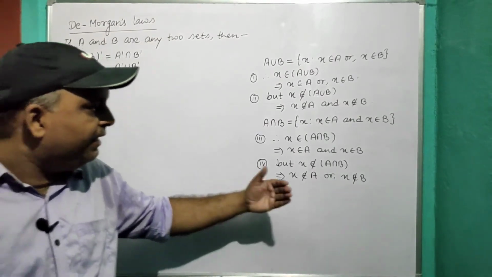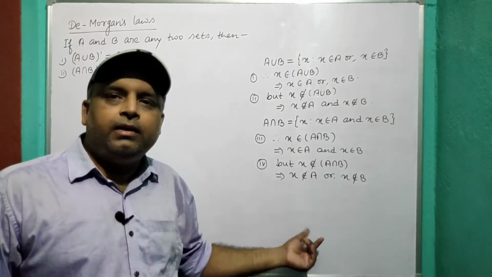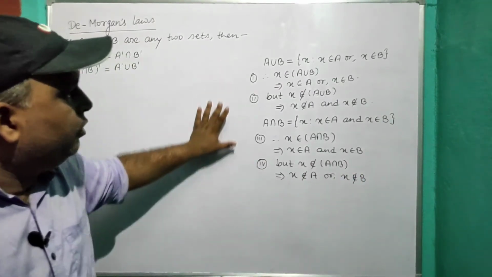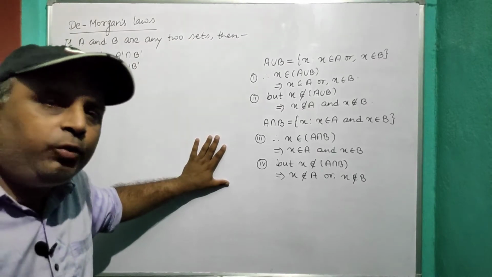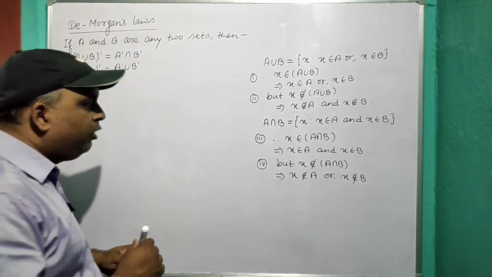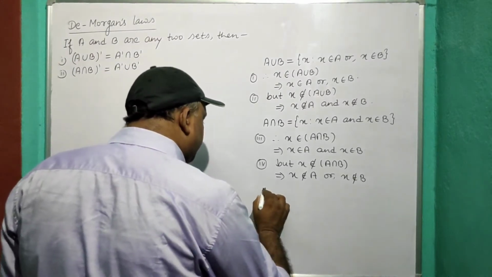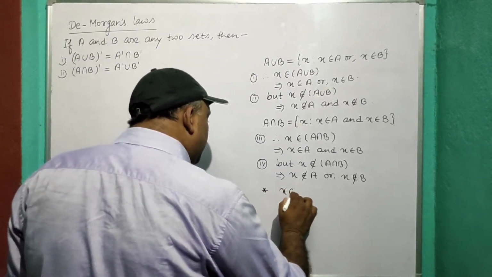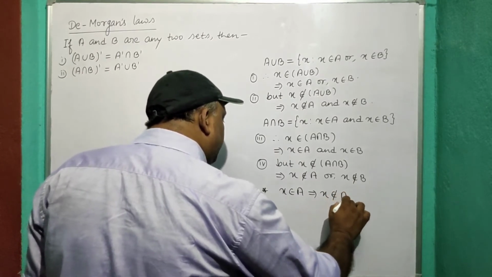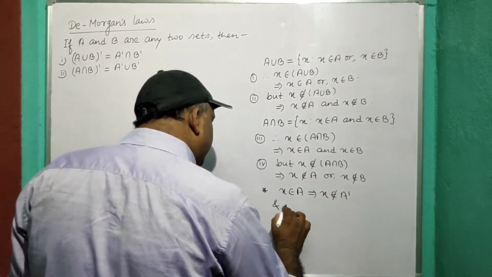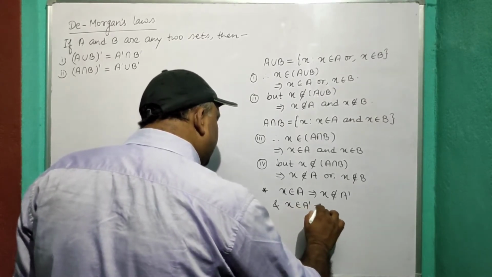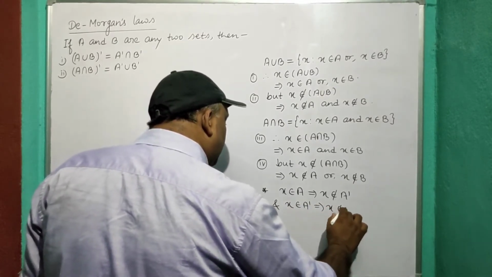मतलब अगर इंटरसेक्शन में कोई एलिमेंट नहीं है, इसका मतलब या तो A में नहीं है या B में नहीं है. So this logic is important and we are going to use this logic while proving this one. One more thing which will be required is x belongs to A implies x does not belong to A dash, and its reverse order we write x belongs to A dash implies x does not belong to A.